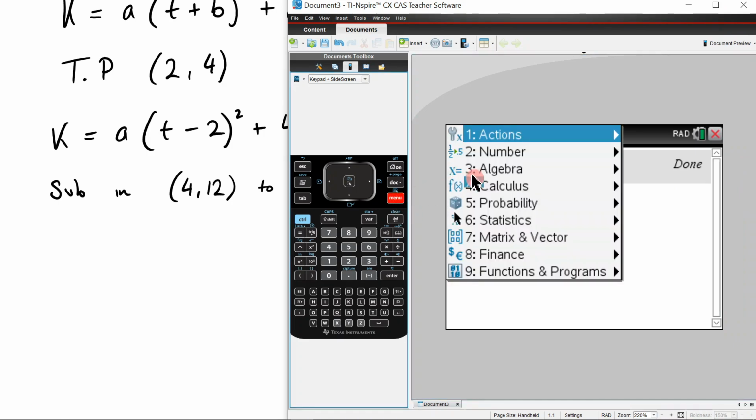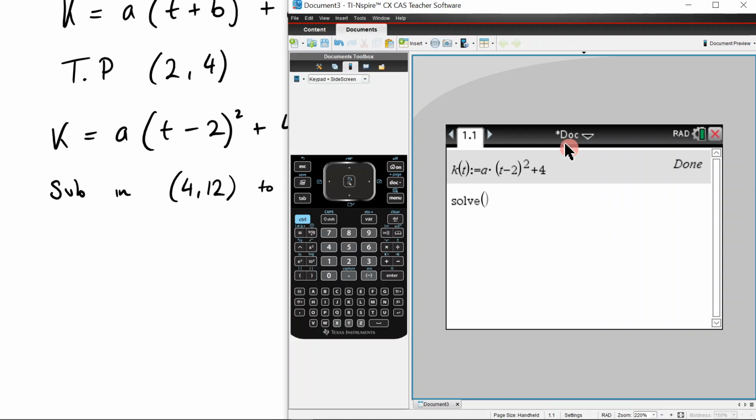I'm going to go menu, algebra, solve, and I'm going to sub in the point 4 into my T spot, so K of 4, and I know that's going to be equal to 12, and I'm solving it for A, so comma A. My answer is going to be 2.